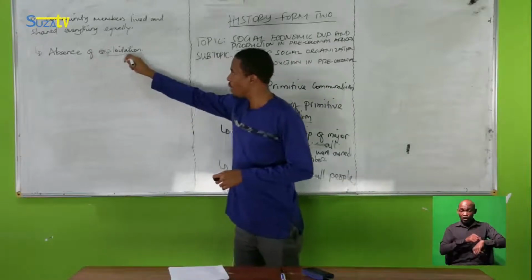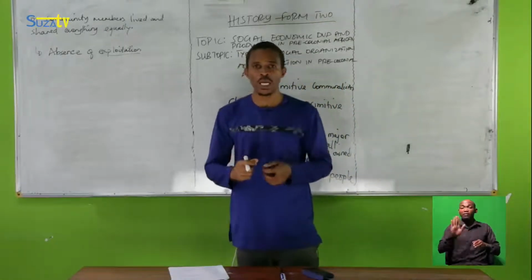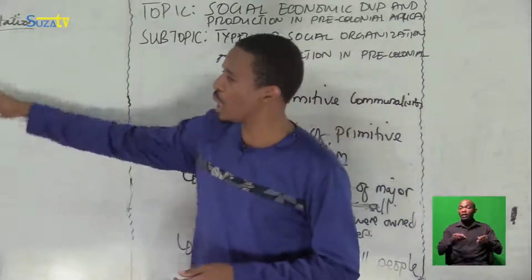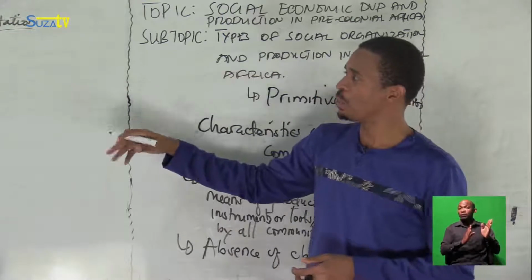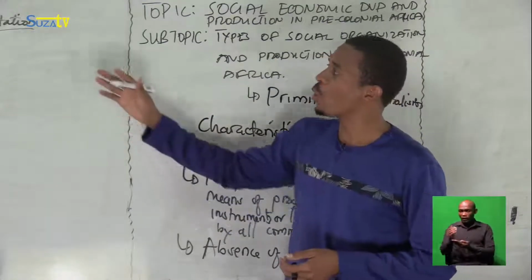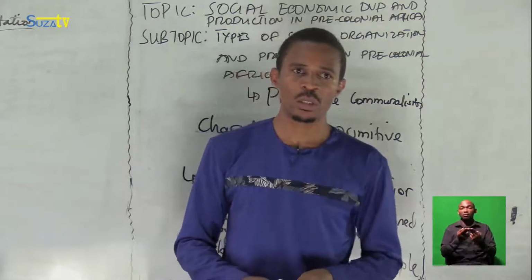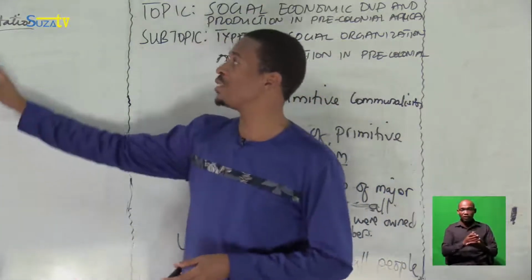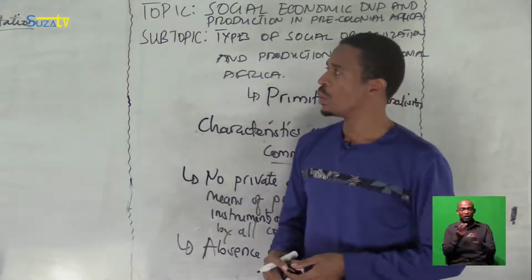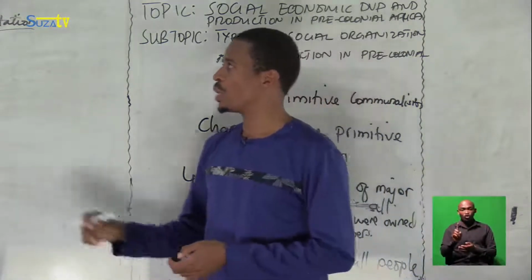I repeat, during primitive communalism, all community members who were able to supply their power, meaning able-bodied people, engaged in production, in hunting, or in any activity, and what was collected from that activity was distributed equally. No one had a right to get excess. All people got equally from what was collected. So there was no exploitation.